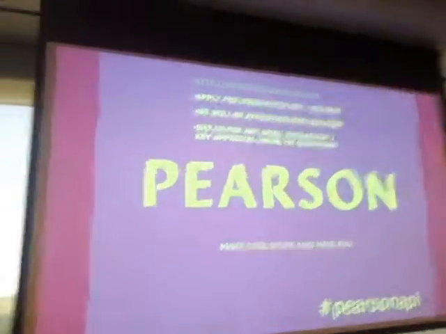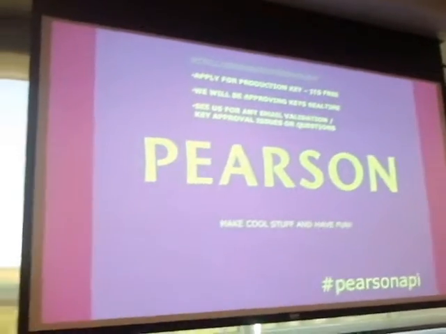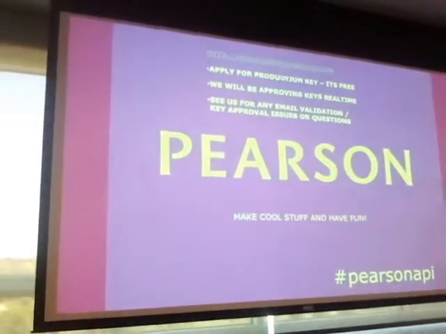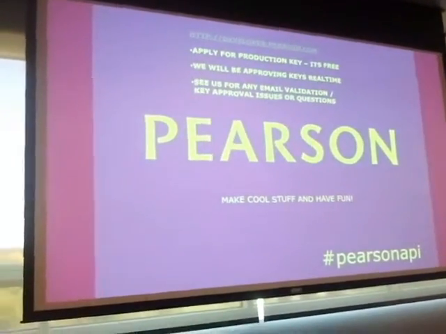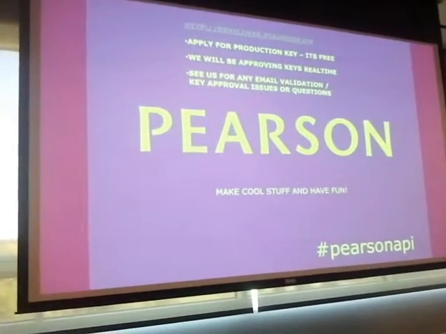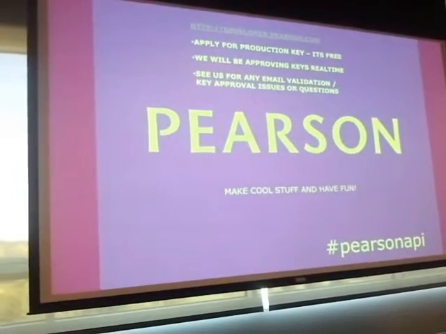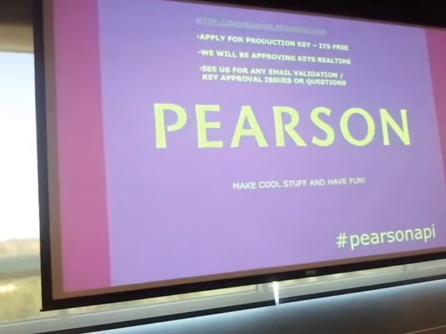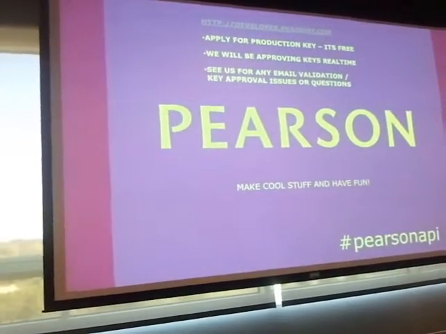So again, the URL is developer.pearson.com. Apply for a production key. It's free. We'll be approving keys in real time, so it's not like you're going to have to sit around and wait for your approval to come back. If you have any problems with email validation or key approval, come over and see me. I'll be sitting right down there at the last table.